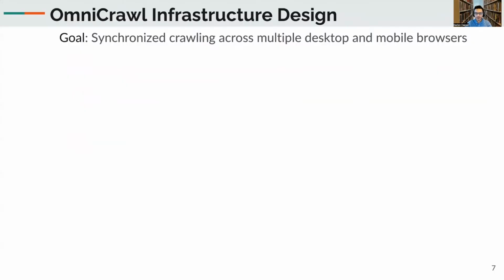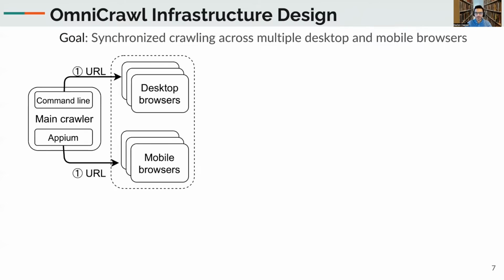In order to answer these research questions, we needed to develop an infrastructure that was capable of doing synchronized comparison of a single website across multiple different desktop and mobile browsers. We developed OmniCrawl, and it works like this. First, we have a main crawler that dispatches URLs to be visited to a suite of desktop browsers and mobile browsers running on real devices.